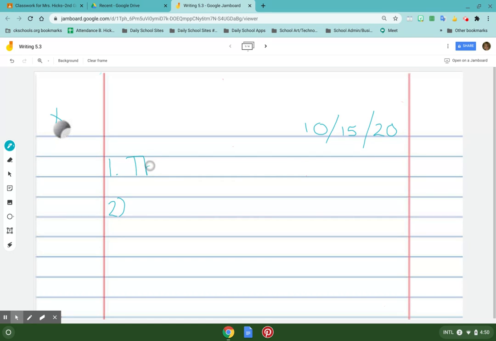The boy, see that? Sat in the, now I'm not going to have room there. I'm going to drop down and I'm going to write chair right there. All right.